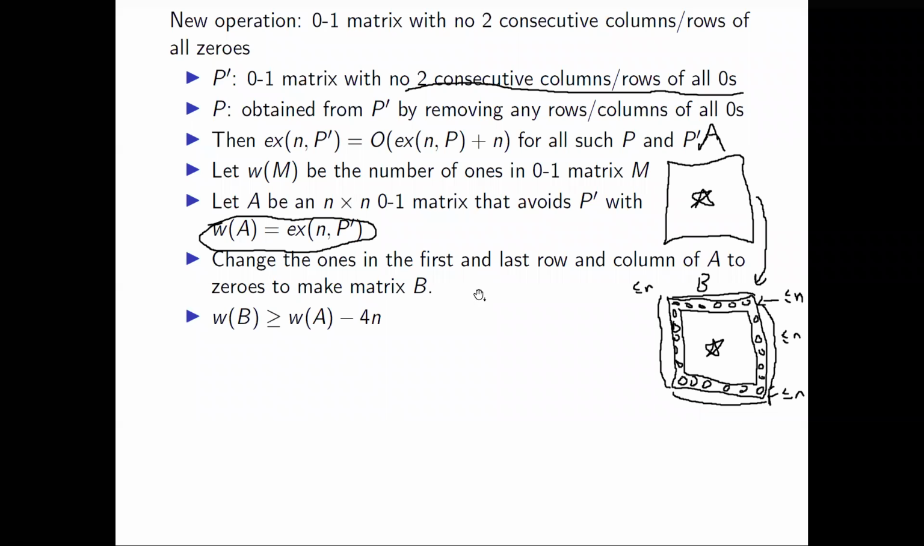We can say that the weight of B, so that W stands for weight because it makes sense. The number of ones is a good thing to call the weight of the matrix, and the zeros weigh nothing. They're just emptiness. So the weight of B is greater than or equal to the weight of A minus 4n. So the weight only went down by at most 4n. And it's because we only did anything to the first and last row and first and last column, and each of them has exactly n entries, but there's some overlap with their entries.